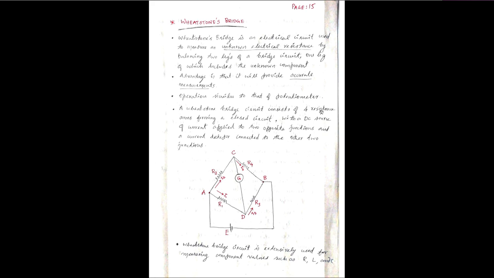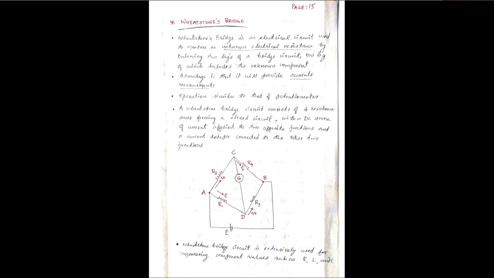You can see here it consists of 4 resistance arms forming a closed circuit, and it has a DC source of current applied to the opposite junctions, and a current deflector or galvanometer is connected across the other two junctions. Okay, to A and B the EMF is applied, and the junctions C and D are connected to a galvanometer. The resistances R1, R2, R3, R4 are placed, and the current flowing across R1 is I1, across R2 is I2, across R4 is I4, and across R3 is I3.